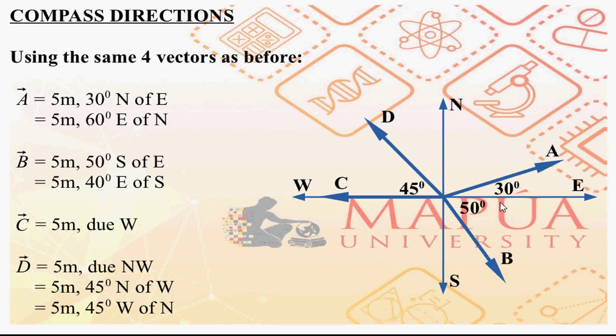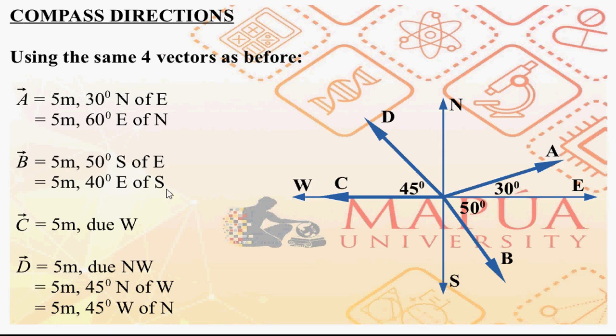Vector B, the angle of orientation is 50 degrees. And the 50-degree angle is on the south side of the east line. So the direction of B is 50 degrees south of east. The other angle is 40 degrees. You will recall 90 minus 50 gives you 40 degrees. This angle is on the east side of the south direction. So, 40 degrees east of south.